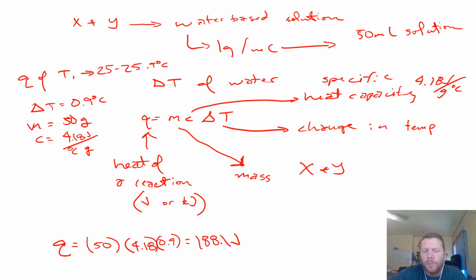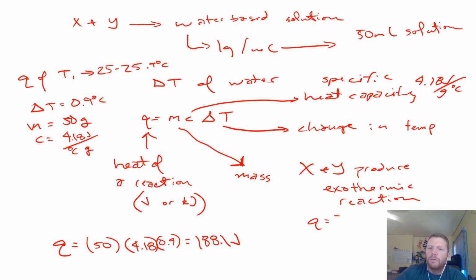So what we'd want to say is, one of the ways that we can put this is X and Y produce an exothermic reaction. And so what we could say is the heat that is produced by X and Y, Q, is equal to negative 188.1 joules. That heat is absorbed by the water, which is why we see the temperature change.